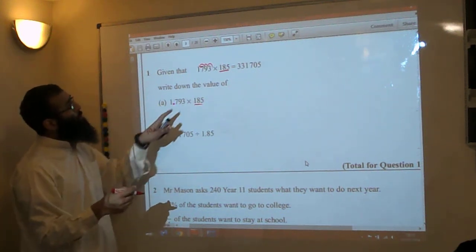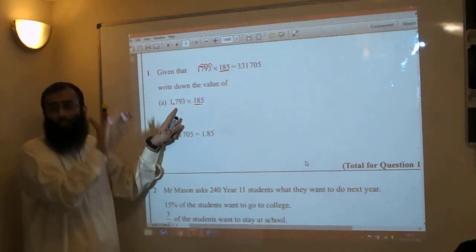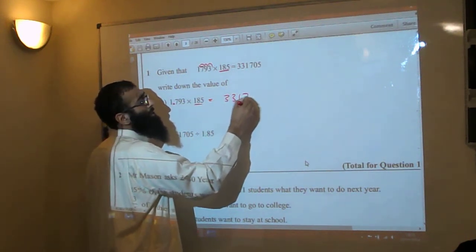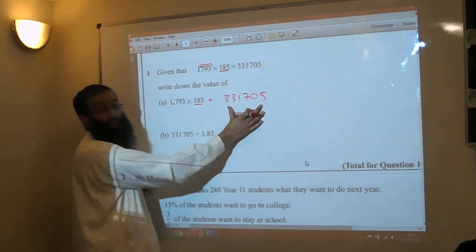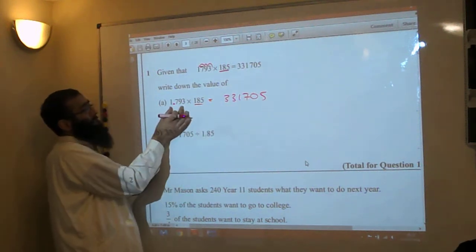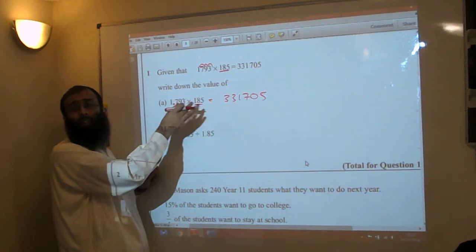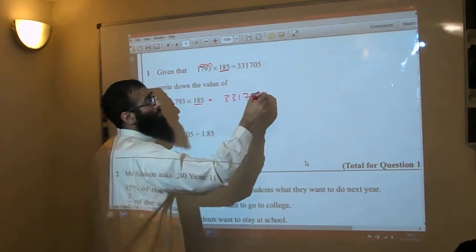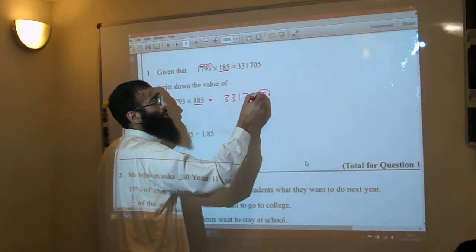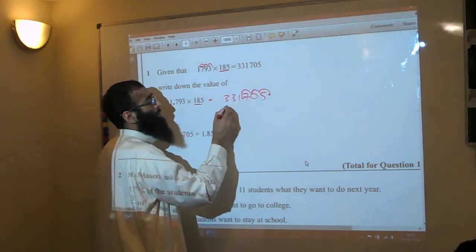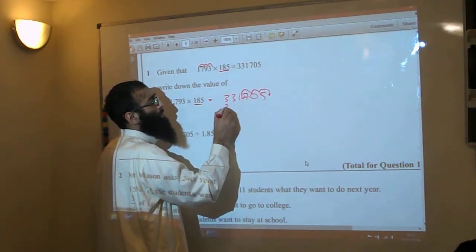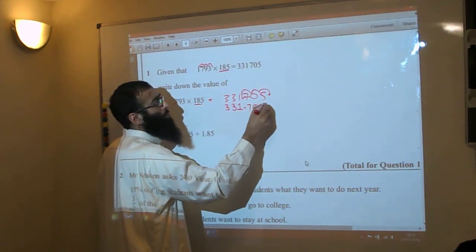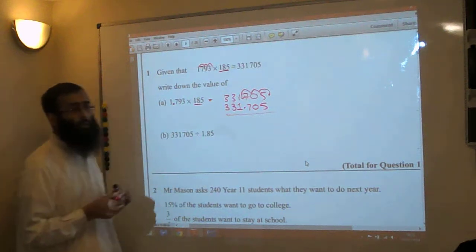Now, if you make part of the question 1000 times smaller, what do you reckon happens to the answer? If you make this part 1000 times smaller, we're going to make the answer 1000 times smaller. It follows through to the answer, so it gets mirrored. So the answer should be 331.705. And that's that question done.